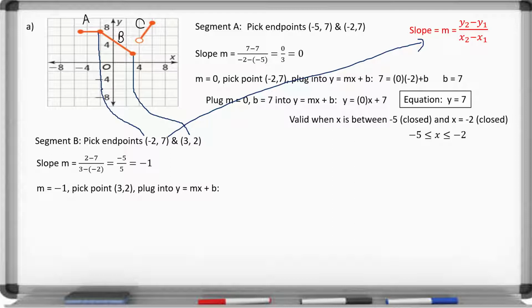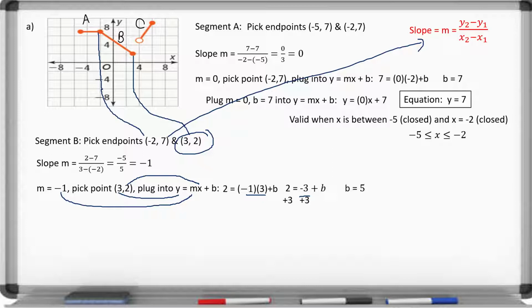All right, so if m is negative 1, let's pick one of the points. Let's pick 3, 2, and plug it in to y equals mx plus b. So again, x is 3, y is 2, and m is negative 1. So you plug that in, we get 2 equals negative 1 times 3 plus b, which means that negative 1 times 3 is negative 3. And then we're going to add 3 to both sides, which means b has to be 5.